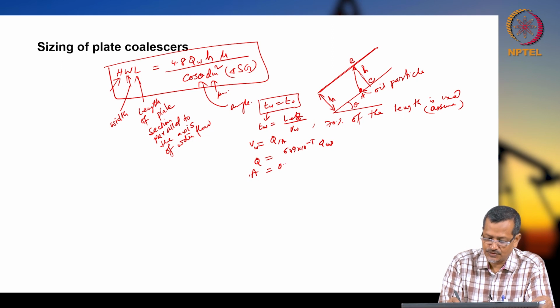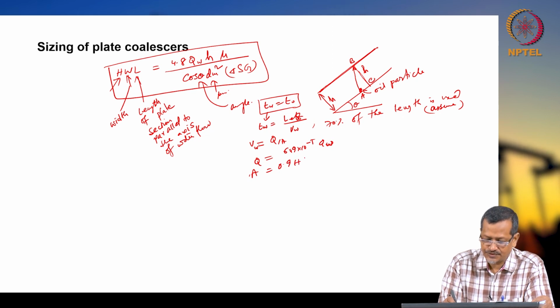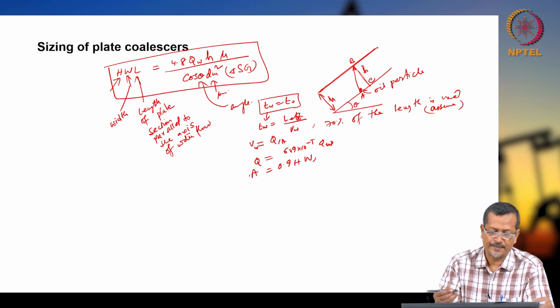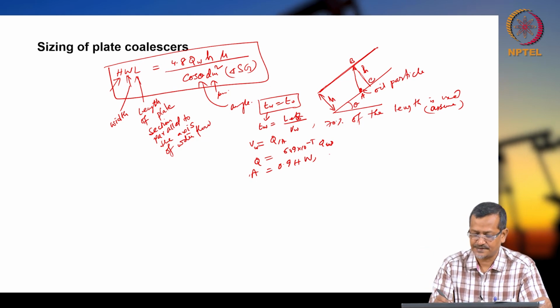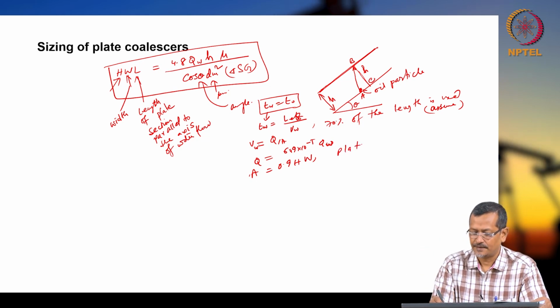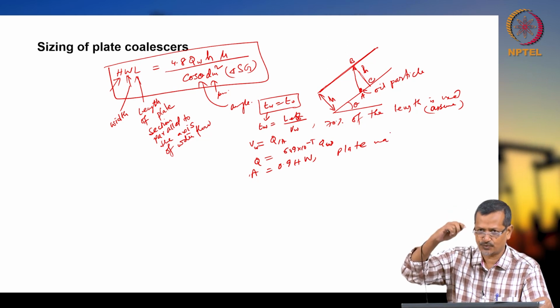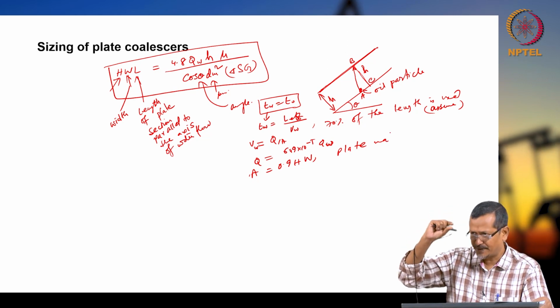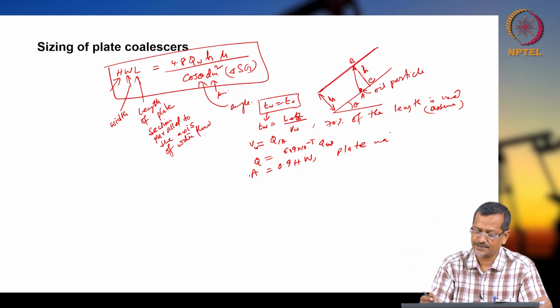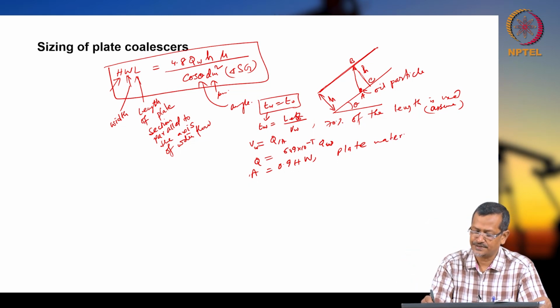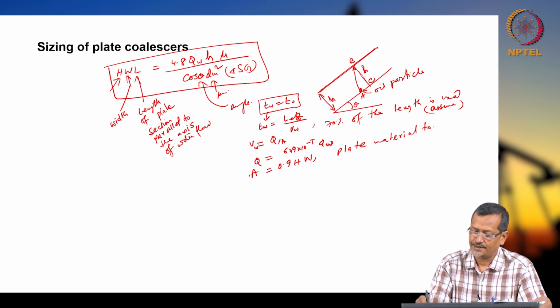equals 0.9 H. The plate material itself takes 10% space. Okay, plate material: one layer, two layers, three layers. So in total, however many layers you are using, the plate material also will be taking some space. So the plate material takes 10% space.